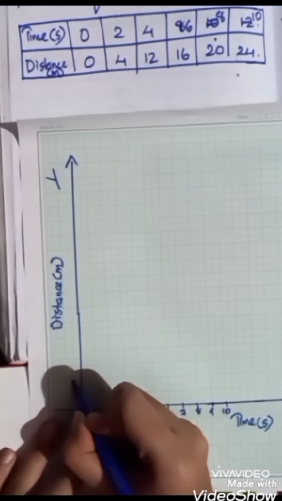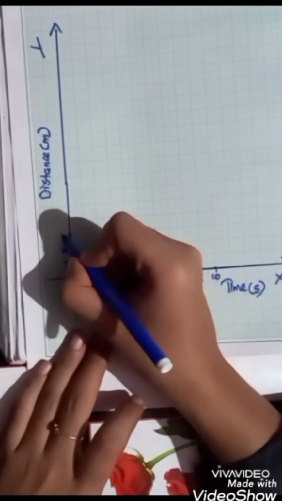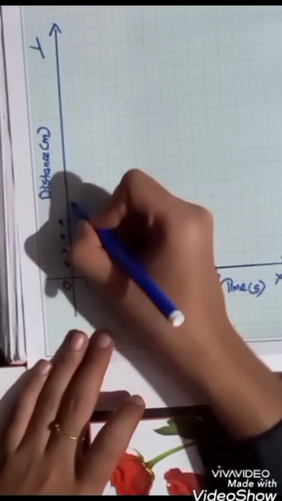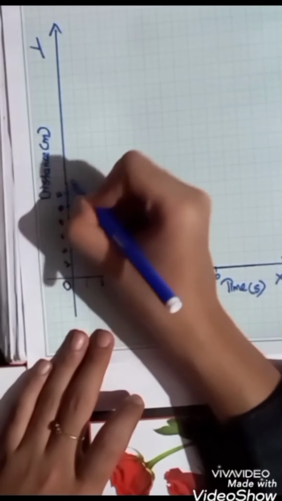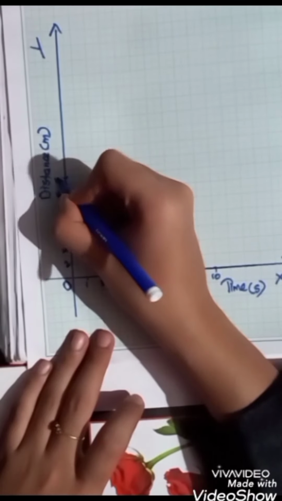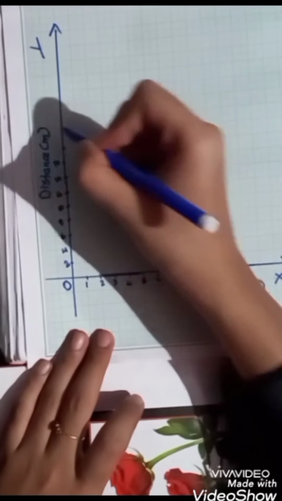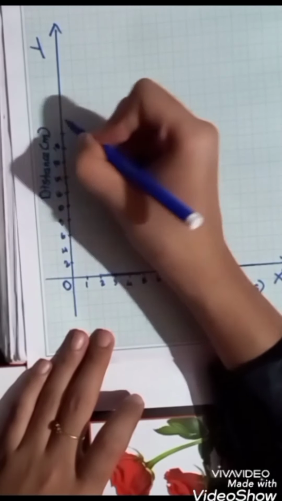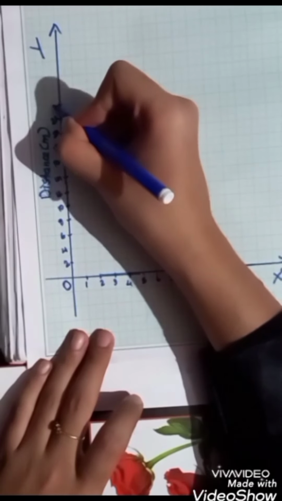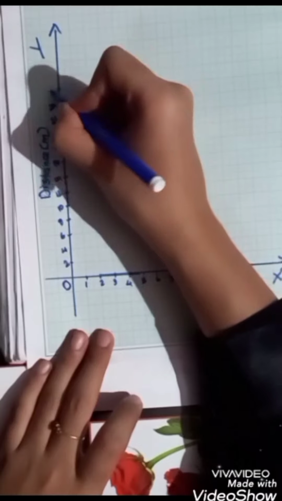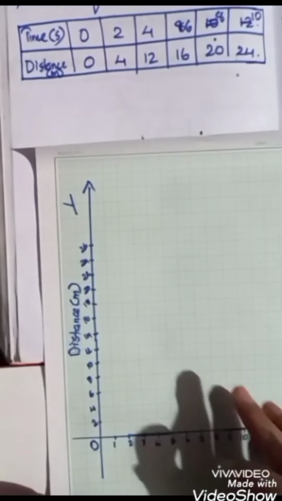That is 2, 4, 6, 8, 10, 12, 14, 16, 18, 20, 22, 24, 26. It is enough. That is, here it is 24.